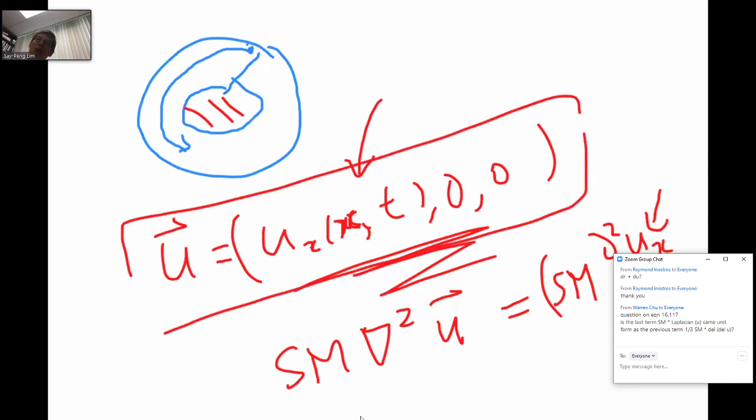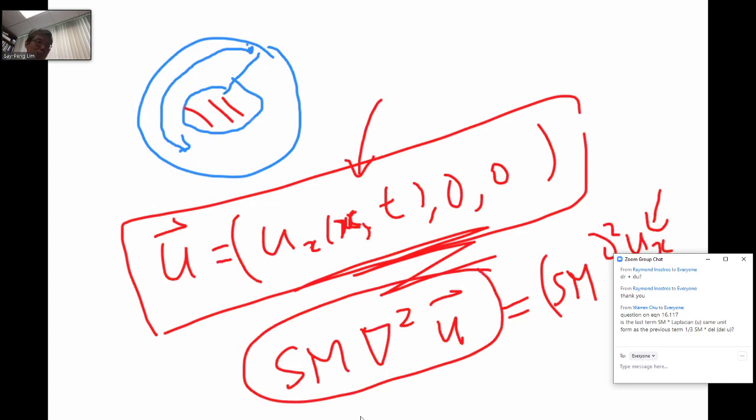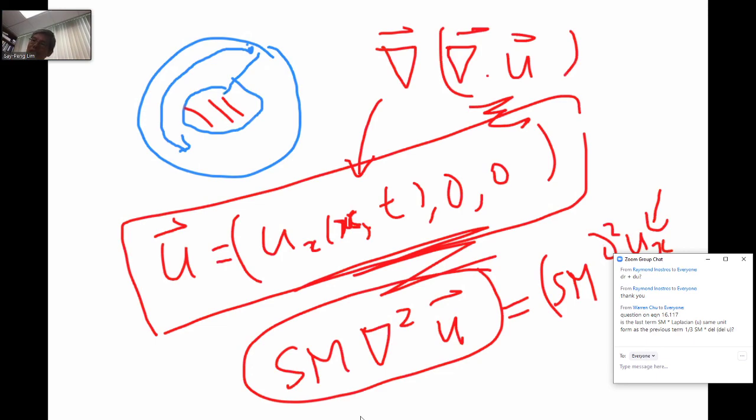And if you work out the terms, this one is very simple. For the other one, you've got to take the gradient of the divergence of u. If you work this out, you should get something that has partial squared u by partial x squared as well. Okay, thank you.